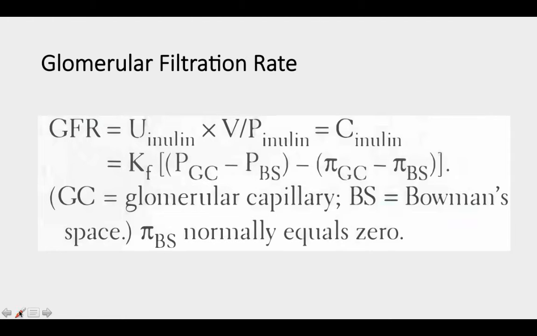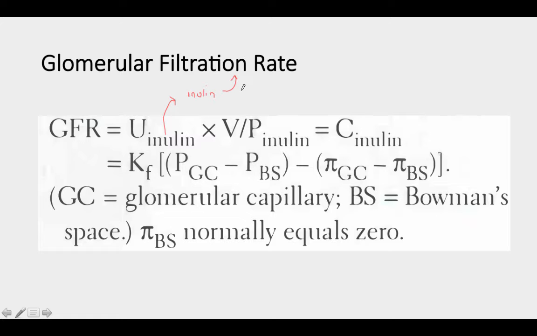So inulin, not insulin, inulin is a substance that is actually not reabsorbed or secreted in the tubules. So, if we can find out the clearance rate of inulin, knowing that it's not reabsorbed or secreted, we actually can derive the GFR. So what's the clinical value of inulin? Well, inulin is the gold standard for calculating glomerular filtration rate.